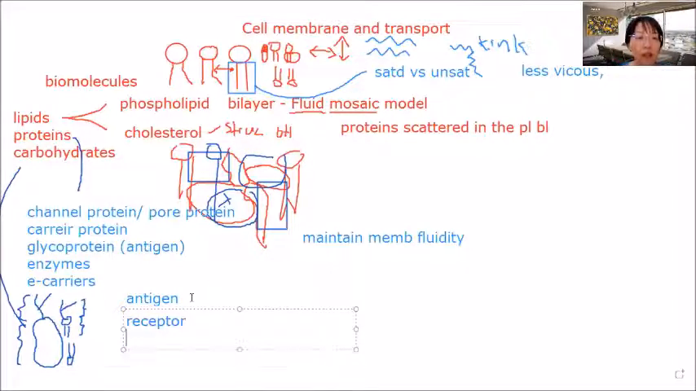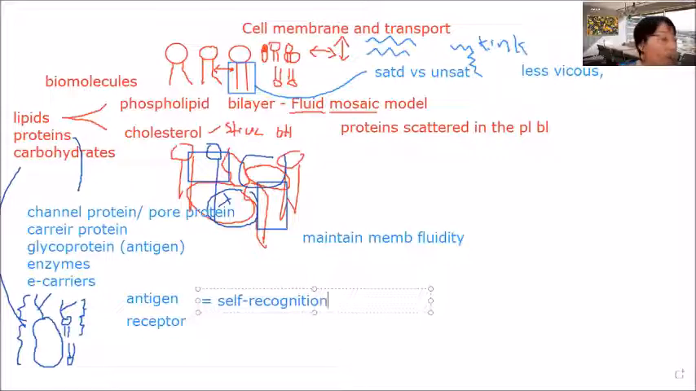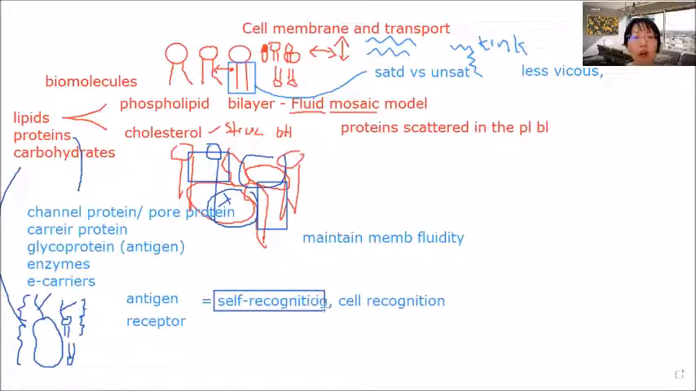Self-recognition is actually antigen. Antigen allows for self-recognition. Okay. And cell recognition is also using antigen, because you know that this is my own cell, meaning a cell of the body. How do you know that this is a body cell and not, for example, Mycobacterium tuberculosis? Because you use the antigen.